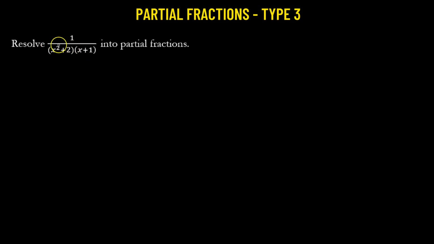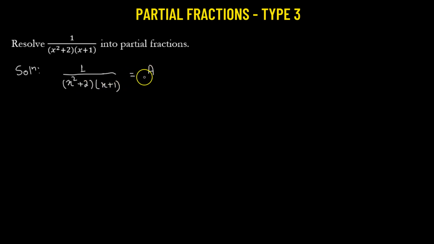So in this problem, we need to resolve the given rational fraction into partial fractions. So let us begin. Here we have 1 over (x squared plus 2) multiplied by (x plus 1). There are two factors involved in the denominator. One of the factors is x plus 1 and the other one is a quadratic factor, which is x squared plus 2. So this can be resolved into two partial fractions.